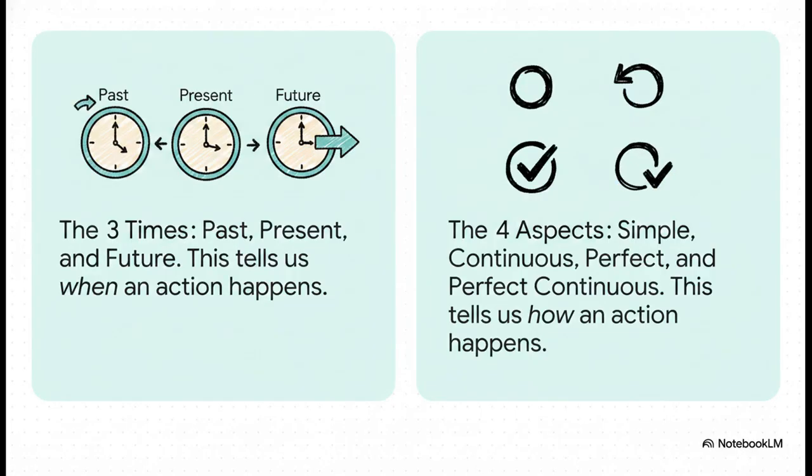On one side, you've got the 3 times we all know and love: past, present, and future. Easy. That tells us when something happens. Then, on the other side, we have these 4 aspects. They just describe how the action happens. Is it a simple fact? Is it still going on? Is it totally finished? You get the idea.